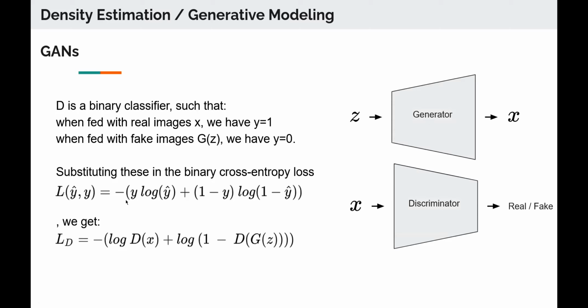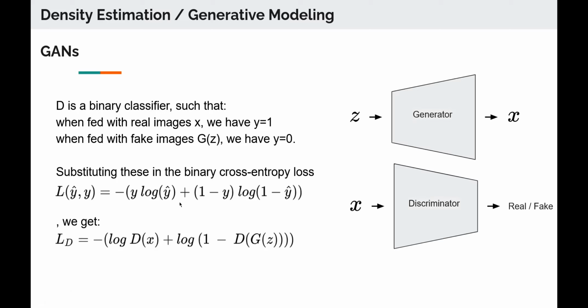The binary cross entropy loss is defined like this. If y is the ground truth label and y hat is the prediction, then the binary cross entropy is defined as basically this formula. Now, if we plug in what we wrote here, when y is equal to 1, this term will go to 0, so we'll only be left with log of y hat. And we want y to be 1 for real images, when the discriminator is fed with real images x, so this whole term collapses to log of d of x.